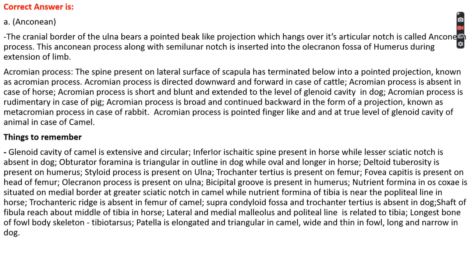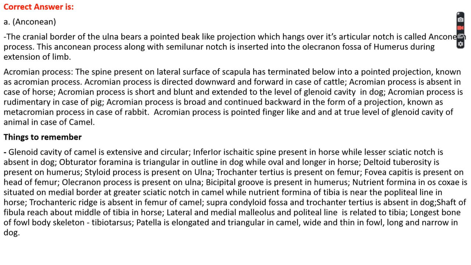Okay, the nutrient foramen in the os coxae is situated on the medial border at the greater sciatic notch in case of camel, while the nutrient foramen of the tibia is near the popliteal line in case of horse. Trochanteric ridge is absent in the femur of camel, while supracondylar fossa and trochanter tertius are absent in case of dog. The shaft of the fibula reaches about the middle of the tibia in case of a horse, and the lateral and medial malleolus and popliteal line are related to the tibia.